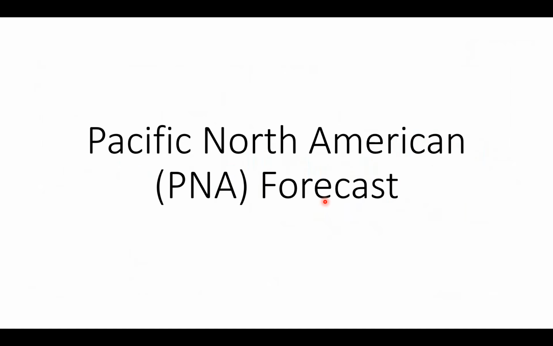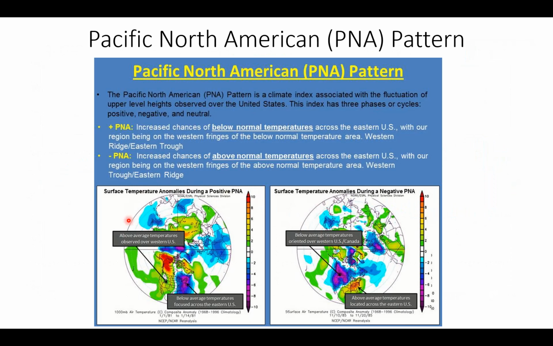Looking at the Pacific North American, or PNA forecast, here's the difference between a positive PNA on the bottom left diagram and a negative PNA on the bottom right. Big differences here, showing in this one with a positive PNA, you increase your chances of below normal temperatures across the eastern U.S., with our region being on the western fringes of the below normal temperature area.